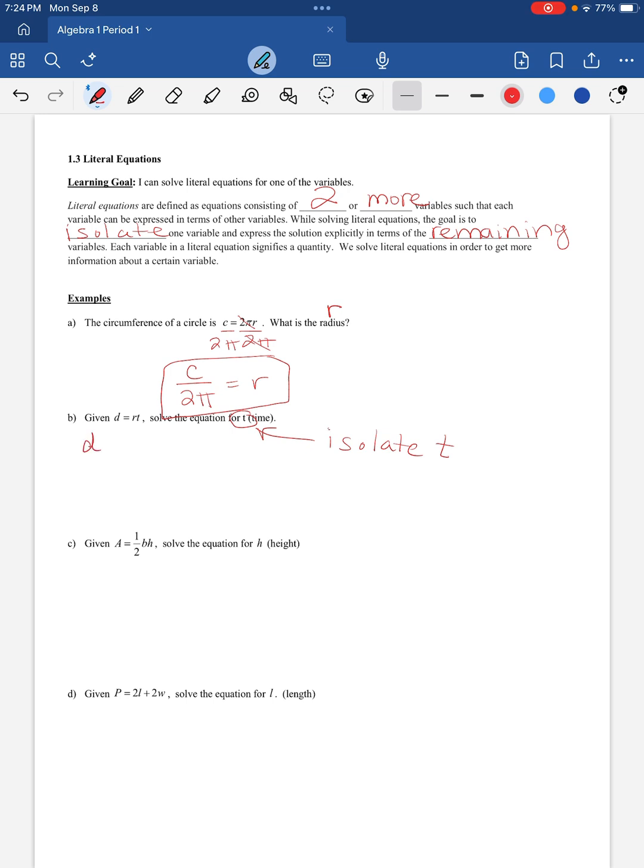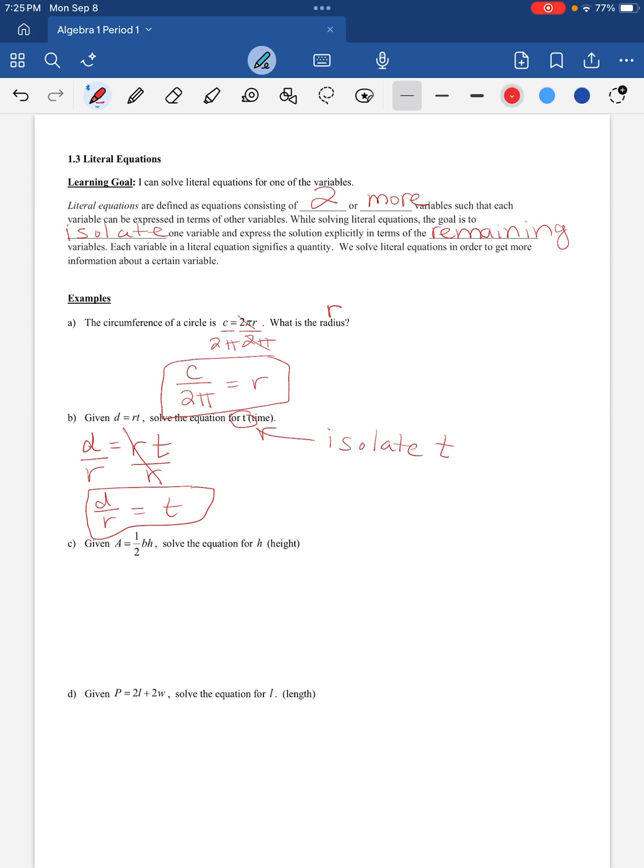All right, so I'm going to rewrite this problem here. It says d equals r times t. So this is the formula for distance. Distance equals rate times time. And it says we want to solve for t, so we want to get t alone. Currently, r is being multiplied by t, so the opposite of multiplying by r would be to divide by r. So we're going to get d over r equals t. And that would be our final answer.